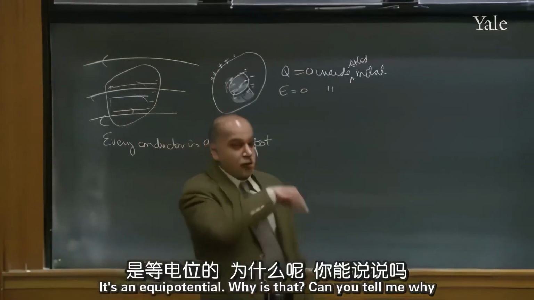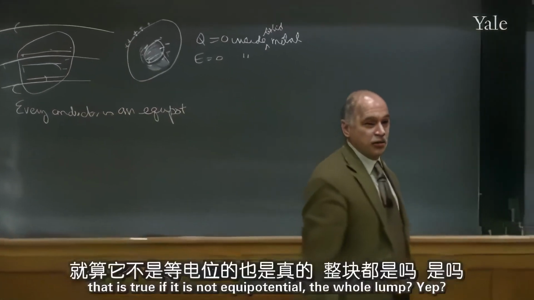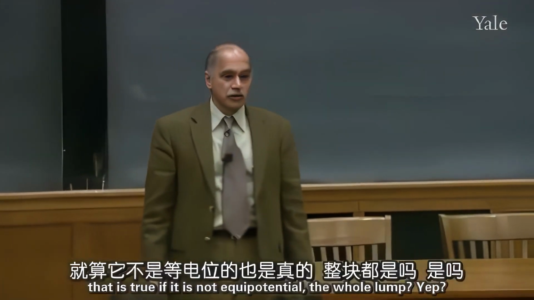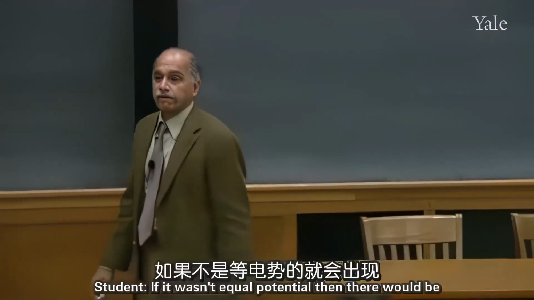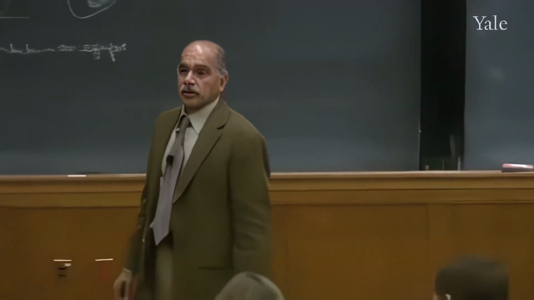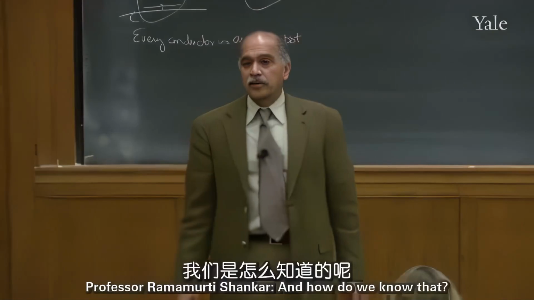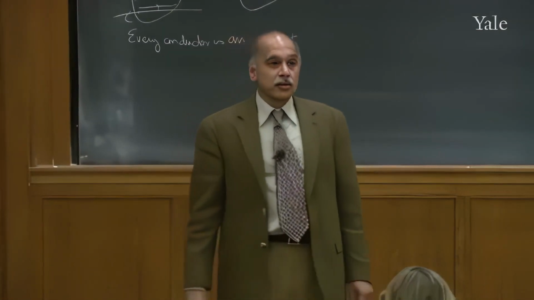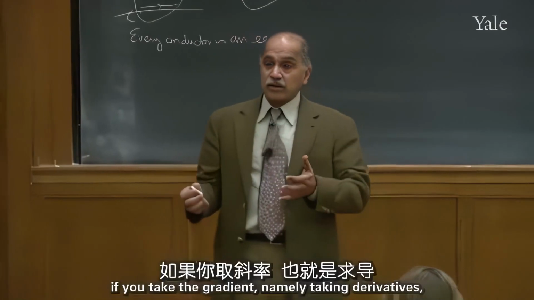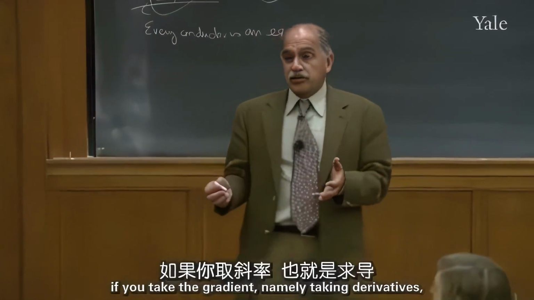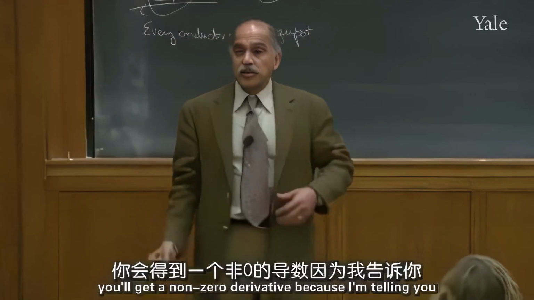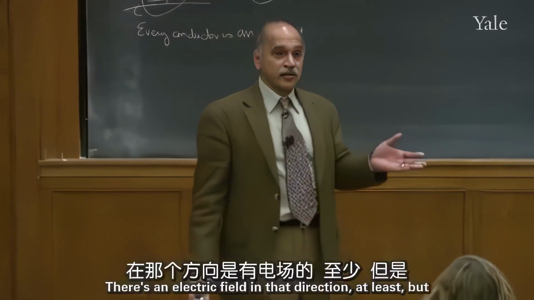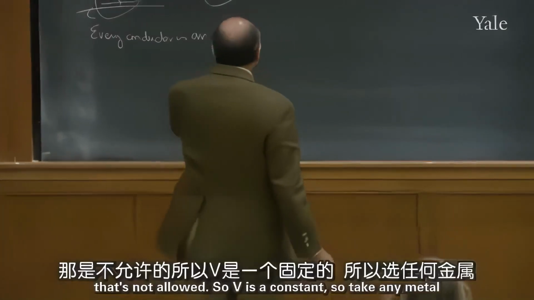Why is that? Can you tell me why that is true? If it is not equipotential, the whole lump. Yep. If it wasn't equal potential, then there'd be an electric field inside of it. And how do we know that? Because there's a potential difference. That's right. In other words, if you take the gradient, namely taking derivatives, you'll get a non-zero derivative because I'm telling you V is not constant. In some direction, it's got to change. There's an electric field in that direction, at least. But that's not allowed. So V is a constant.